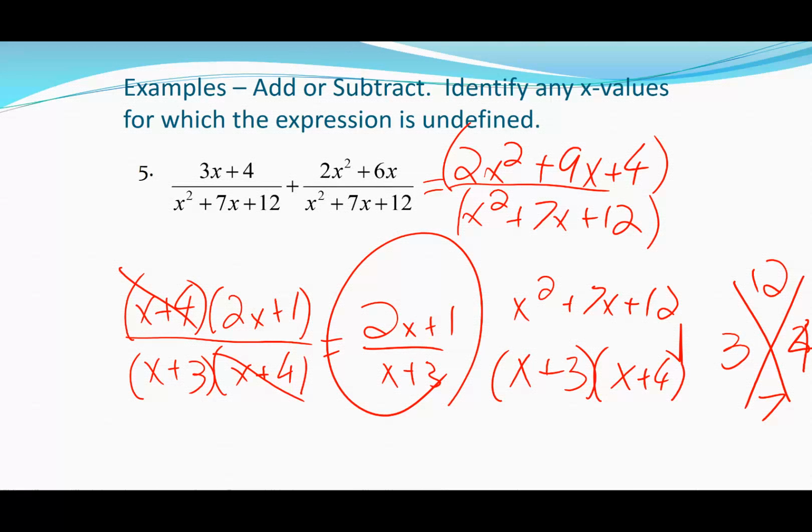All right. So that is that. Make sure you have a common denominator, which all of these did. Add the numerators together. Make sure you combine like terms, is all you have to do, and then factor and cancel like we've done in the past. And that's pretty much all you have to worry about.